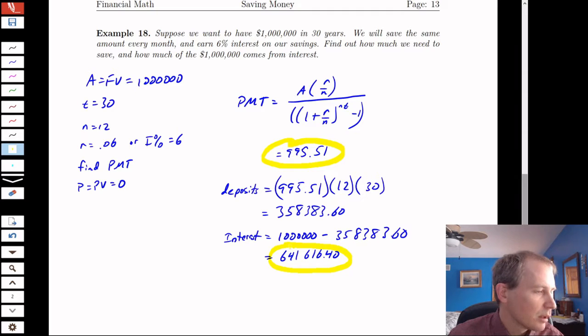So one of the things I want you to notice here is that because this is a very long period of time, like 30 years, we didn't put in the majority of our $1 million, the bank did. So over a long period of time, compound interest really adds up. Over a short period of time, it's very similar to the percent it is, so it doesn't change things by much. But over time, the compounding makes a real difference.